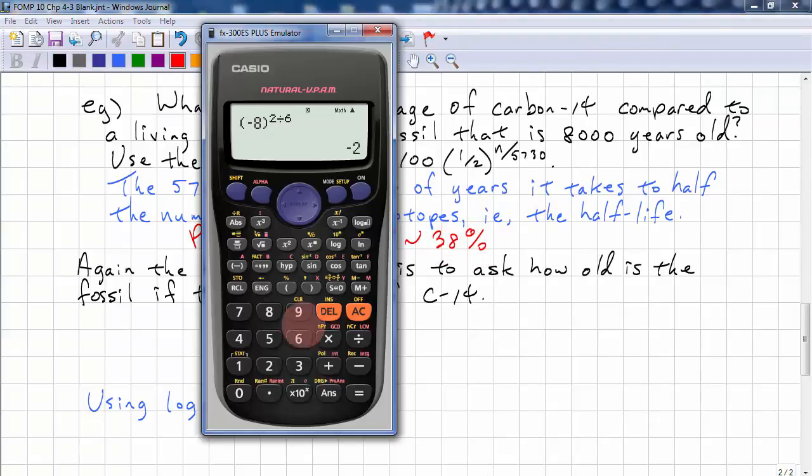And again, if you have a Casio, 100 times 1 divided by 2 raised to the power of 8,000 divided by 5730, and we get 38%.